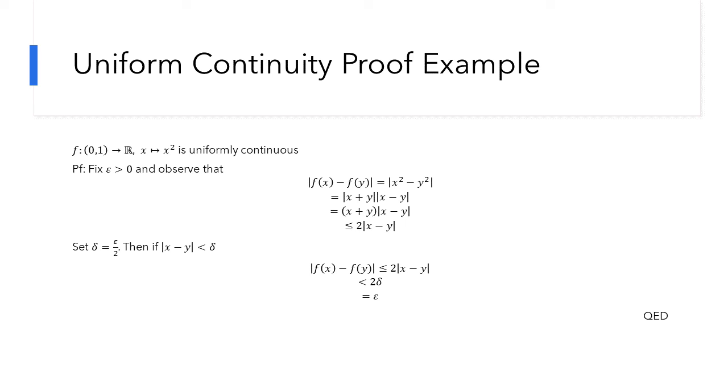Using this, we set delta equal to epsilon over 2. Then, if the absolute value of x − y is less than delta, the absolute value of f of x − f of y must be less than or equal to 2 times |x − y|, which is of course less than or equal to 2 times delta, which is equal to epsilon. Therefore, f of x equals x squared is uniformly continuous on the open interval 0 to 1.